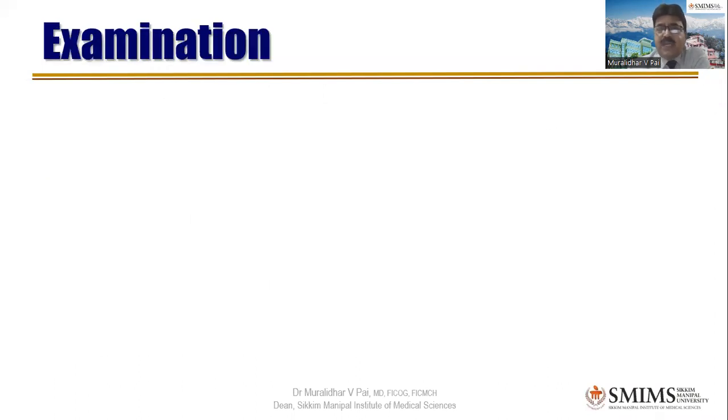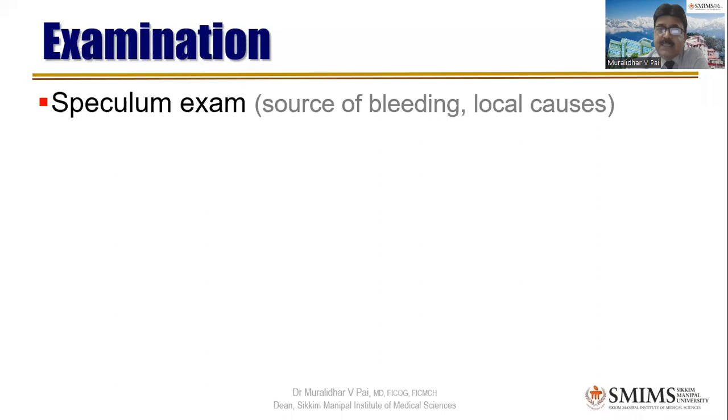Examination wise, it is a very mathematical and typical examination that follows. The protocol is speculum examination first, which is something like inspection. In medicine, they are very clear: inspection, palpation, percussion, and auscultation. So here percussion may not have much of a role, but inspection definitely. Speculum examination is the minimum so that you can make out what is the source of bleeding and if there are any local causes, including vaginal causes, cervical causes, mainly cervical causes.